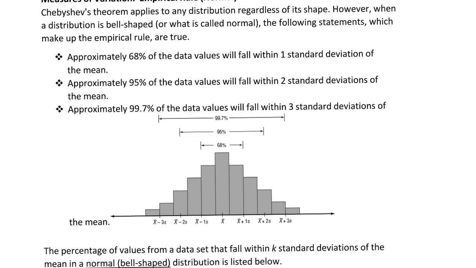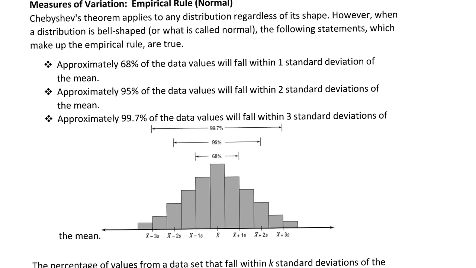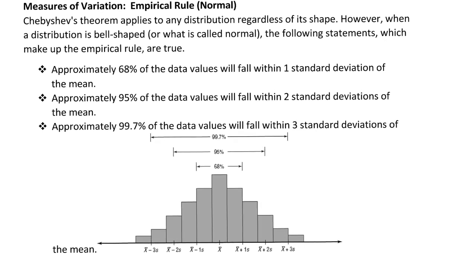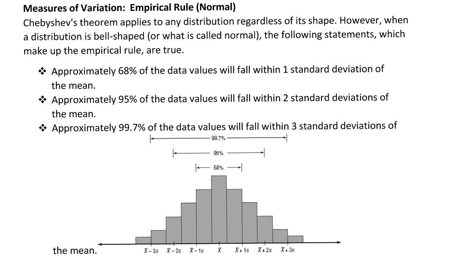So let's go ahead and move into what we call the empirical rule, which is also normal. So Chebyshev's theorem applies to any distribution regardless of its shape. However, when a distribution is bell-shaped, or what we call normal, the following statements which make up the empirical rule are true.